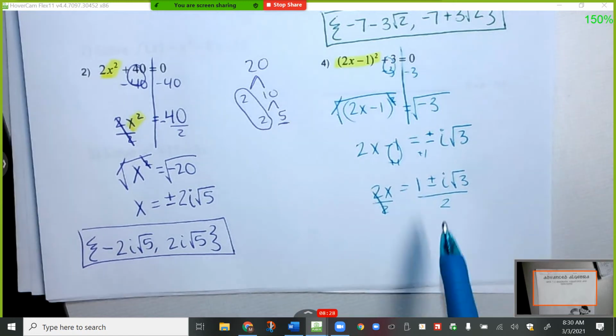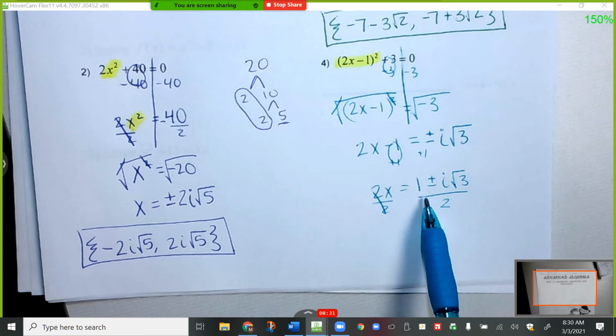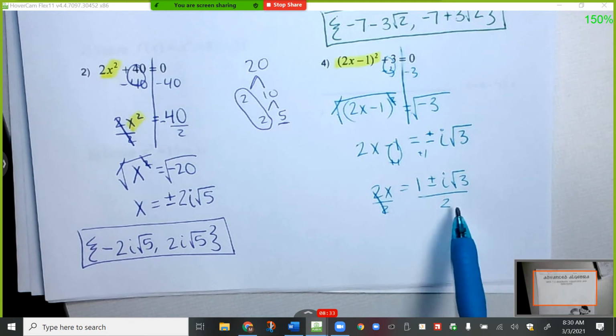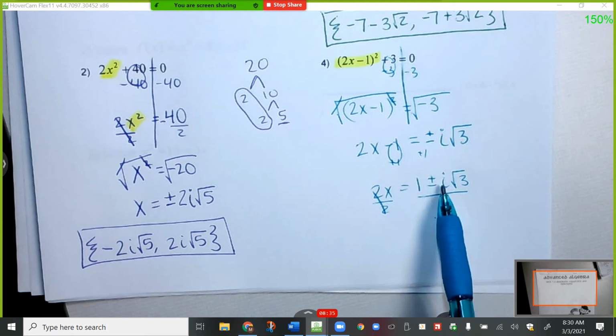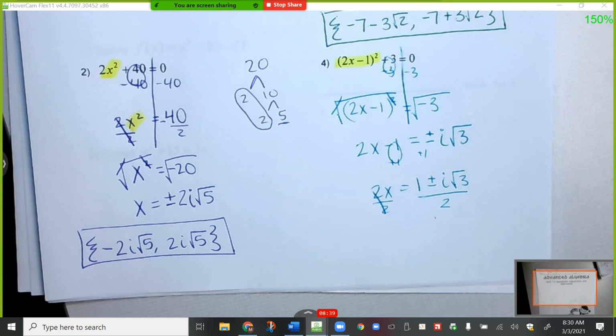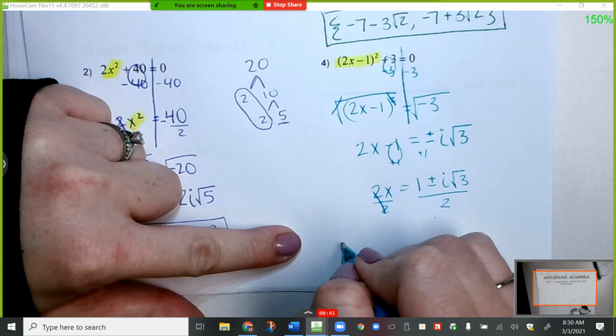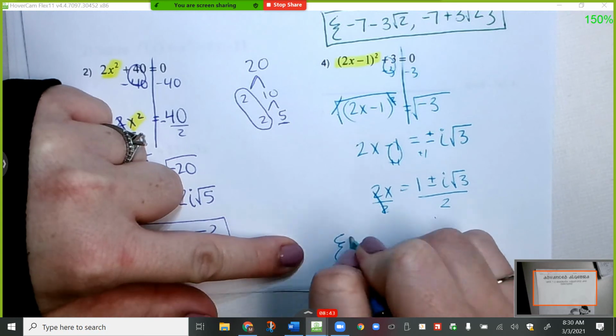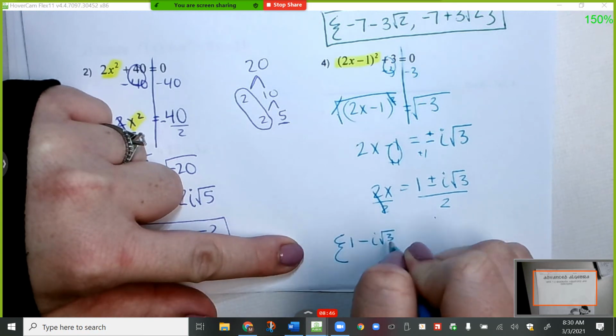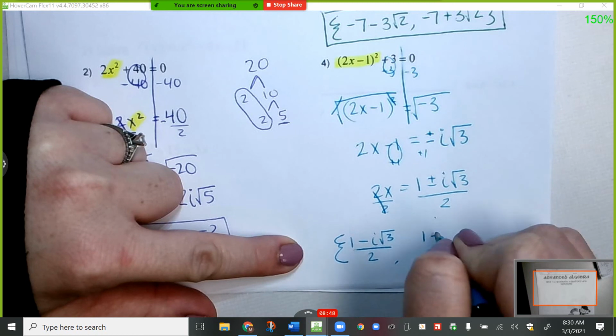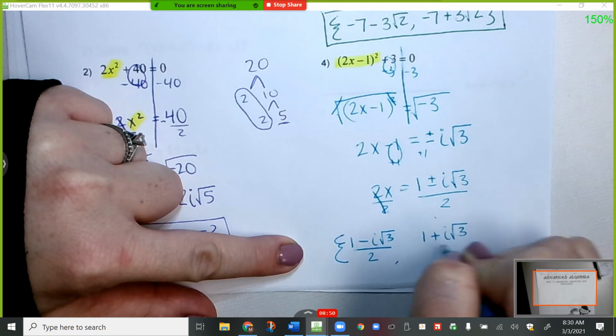Now, it's not worth separating here because nothing can simplify, right? 1 over 2 can't simplify. This is technically 1 i square root of 3, which over 2 can't simplify. So nothing simplifies, so we can leave it in this big fraction. So 1 minus i square root of 3 over 2, and 1 plus i square root of 3 over 2.